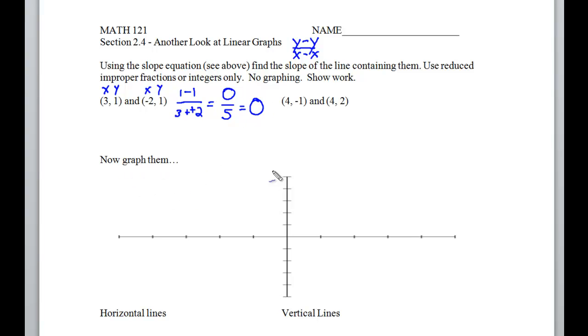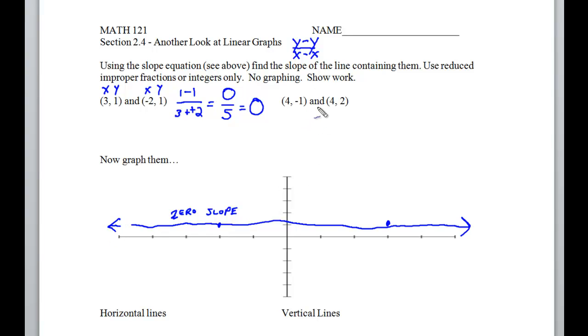And if I plot those points, 3, 1, and negative 2, 1, that gives me a straight line. And that straight line, even though I'm having trouble drawing it straight, has a 0 slope. This is 0 slope. And a 0 slope is a horizontal line from left to right.